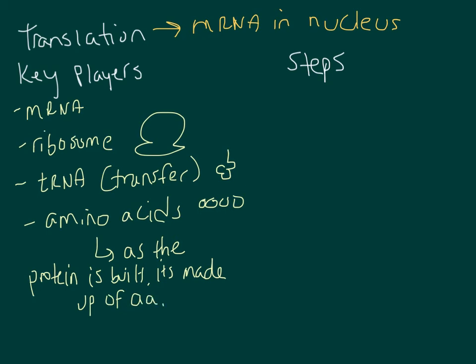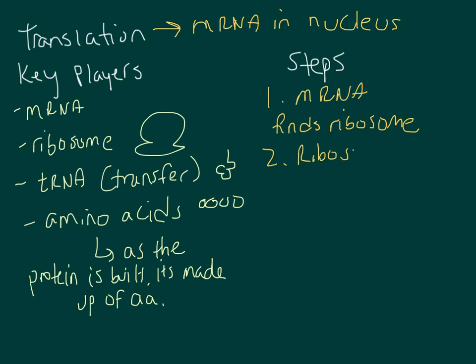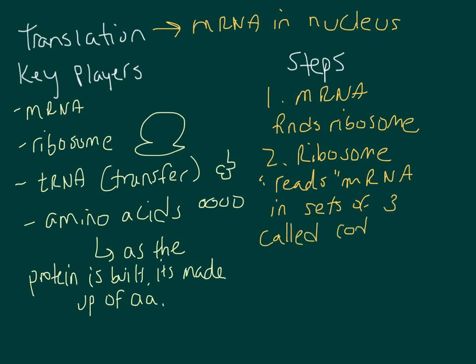So now we talked about the key players. Let's hit on kind of the steps. So the first step is the mRNA finds the ribosome. The ribosome has a set of codes. It reads the mRNA in sets of 3 called a codon. An example of a codon would be something like AUG, would code for methionine.